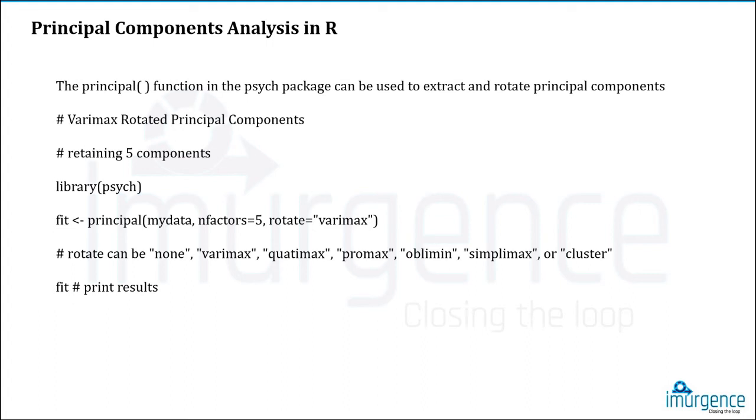You have to call the principal function, in which you first pass the data and the number of factors which you expect. You can say rotate, and in that you can specify whether you want varimax, or whatever you want. Rotate can be none also, it can be quantimax, promax, oblimin, simplimax, or cluster, whichever you prefer based on your requirement. This all flows from the domain in which you're trying to use it.